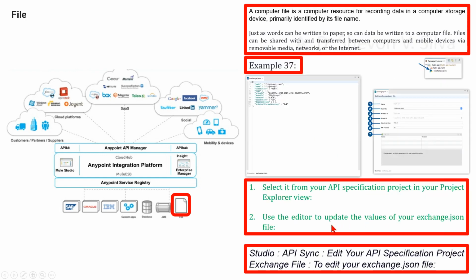Here now we are considering editing the API specification project exchange file in API Sync in Studio. To edit the exchange.json file, select it from your API specification project in your Project Explorer view, and use the editor to update the values of your exchange.json file.